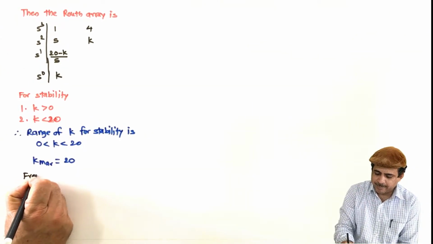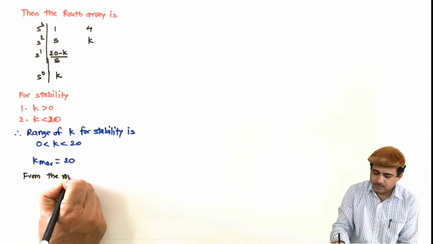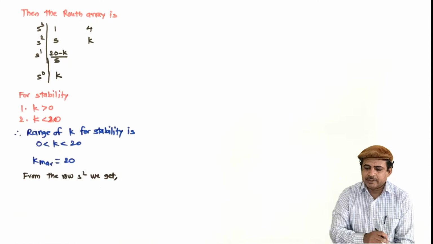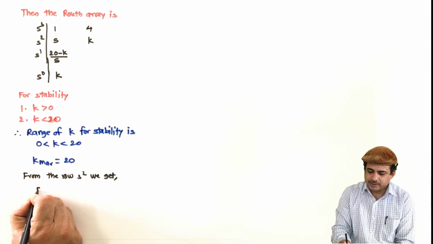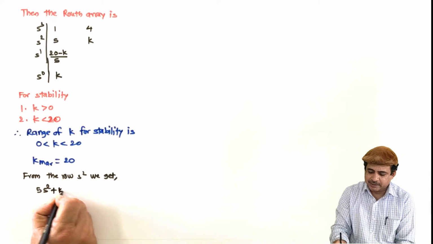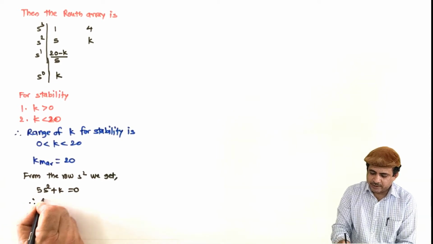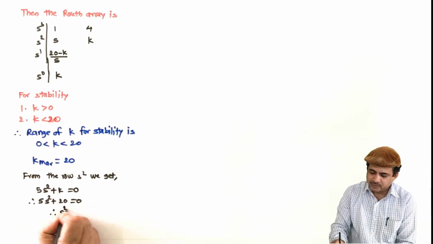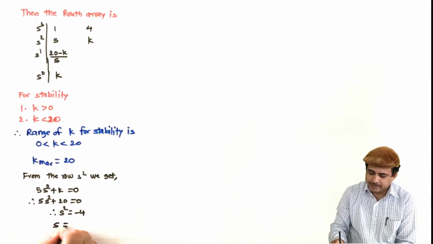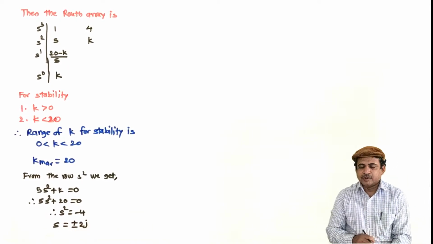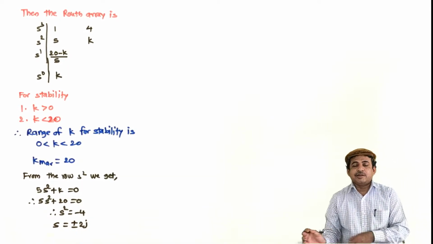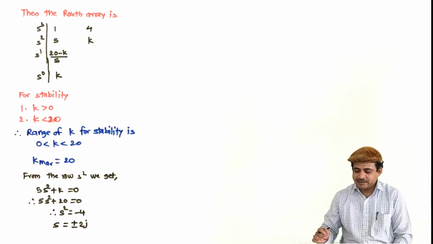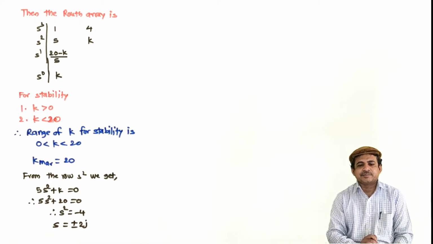Then from the row s square we get the characteristic equation 5s square plus K equal to 0. So 5s square plus 20 equal to 0. So s square is equal to minus 4 and s is equal to plus or minus 2j. So this s equal to plus or minus 2j is the point when K is marginal, and this is nothing but the intersection with imaginary axis.